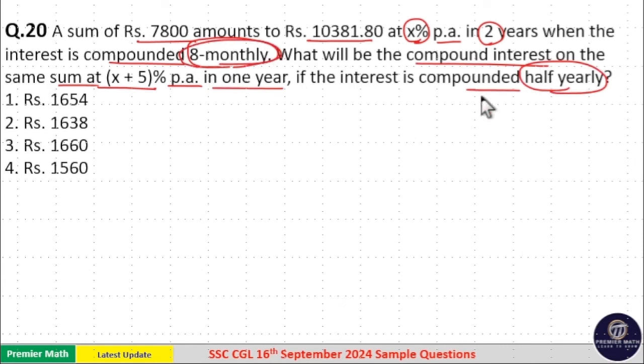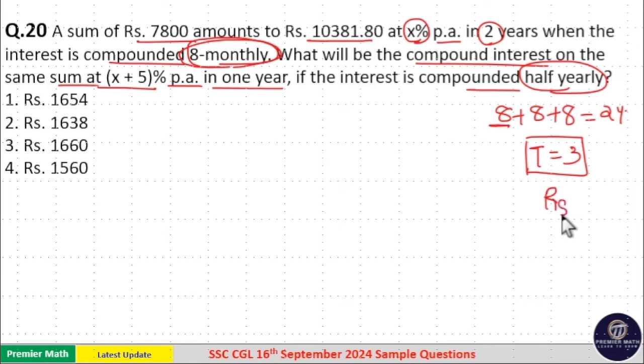compounded 8 monthly for 2 years means every 8 months interest is added to the principal. That is 8 plus 8 plus 8 is 24 months, which is 2 years. That is, number of terms here is equal to 3 terms, which means during 2 years, total 3 times interest is added to the principal. Now, this one term denotes 8 months. So, we have to first find the rate percentage for 8 months. To find that, here number of terms is 3 terms. So, take the cube root of amount and principal ratio.